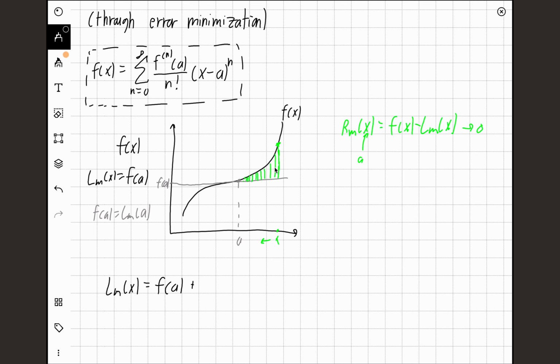And then we're going to add a second term, m(x minus a). And why do we add this term exactly? Well, for starters, if we check out lm of a, we're going to see that it still equals f of a, because if we plug in a for x, this just goes to 0. So lm of a still equals f of a. So this doesn't hurt our initial approximation. At the point a, this will still be the same as our previous approximation.